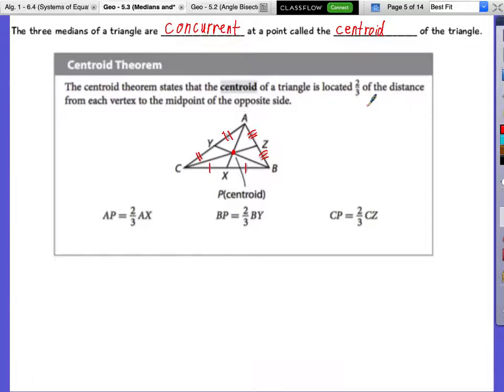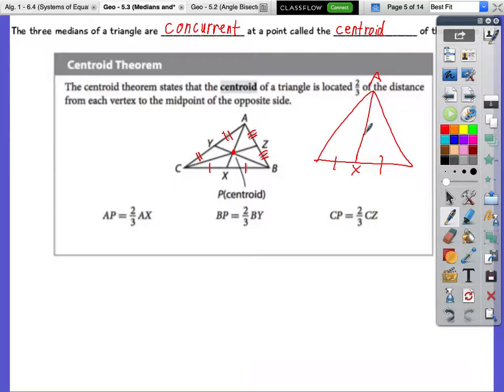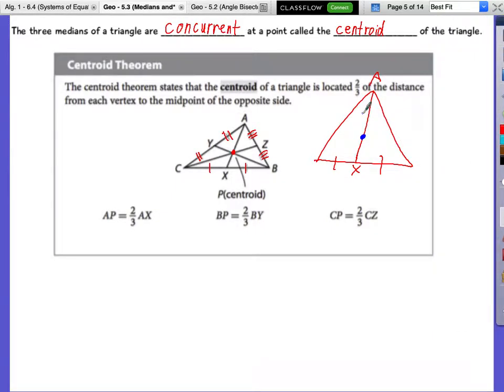So each of these medians have their own length. They're not necessarily the same length as each other, but each median is broken into a ratio by the centroid. So what we're saying here is if I draw the same triangle off to the side, but only use one median from A to X here, we're saying that the distance from the vertex to the centroid will be 2/3 of the whole thing.